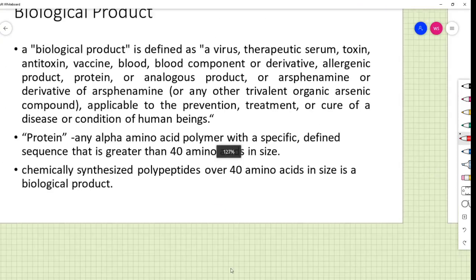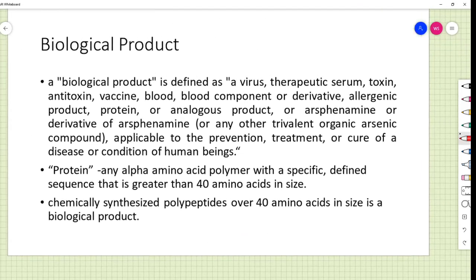So this is the official definition of a biological product. We said that biosimilars are copies of large molecule drugs, and these large molecule drugs are biologicals. So we have the definition. What is a biological product?